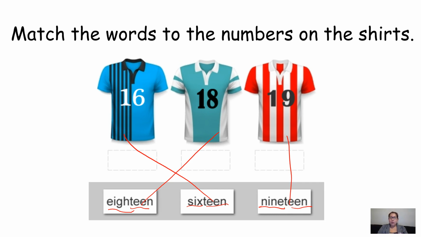So when we are adding two numbers, starting from 13 all the way to 19, we add the number except for 13. We don't do 3. But for the others we can add the number 8 and then teen.